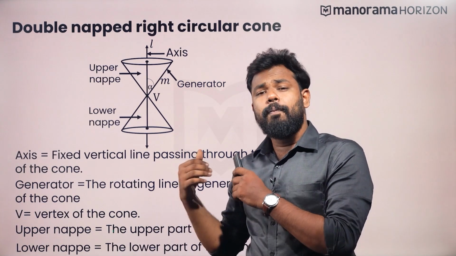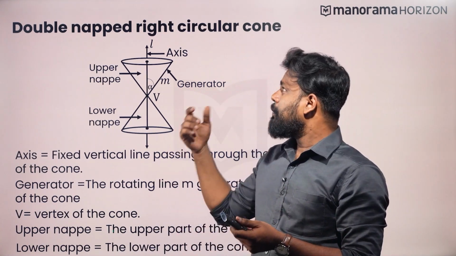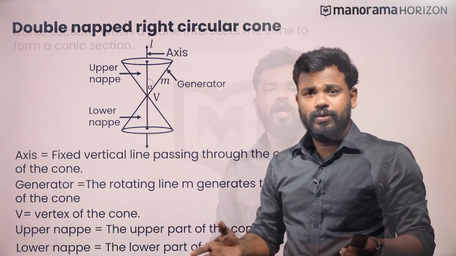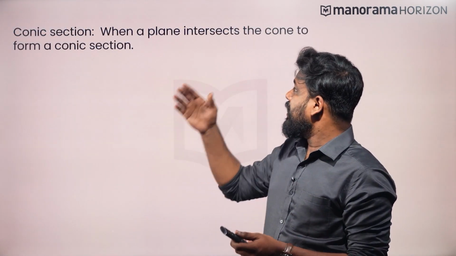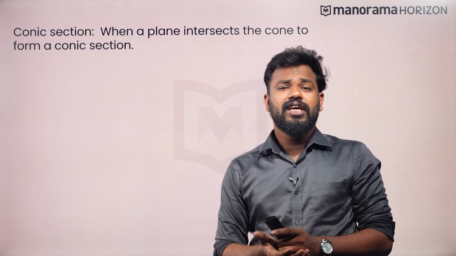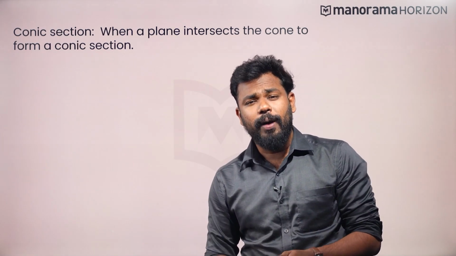So these are the different parts of a double napped right circular cone. Understood? So, conic section. The definition goes like this: when a plane intersects the cone to form a conic section, you take a plane, you intersect the cone, you might get different shapes. It can be a circle or an ellipse or a hyperbola or a parabola.